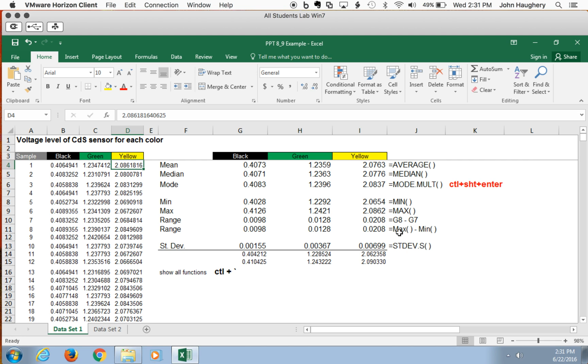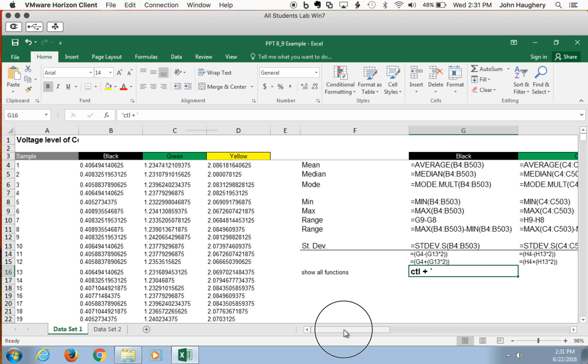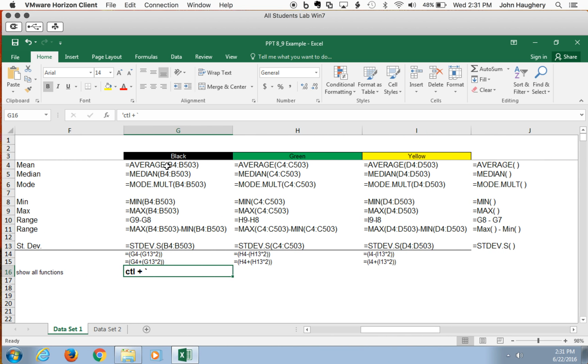Okay, so that's variation in statistics, so range and standard deviation, and those are very helpful, especially when you combine standard deviation with mean to help us find 95% intervals of our data, or 99% intervals of our data. And one last thing, if we hit Control tilde, this will show us the functions that are being calculated in each cell.